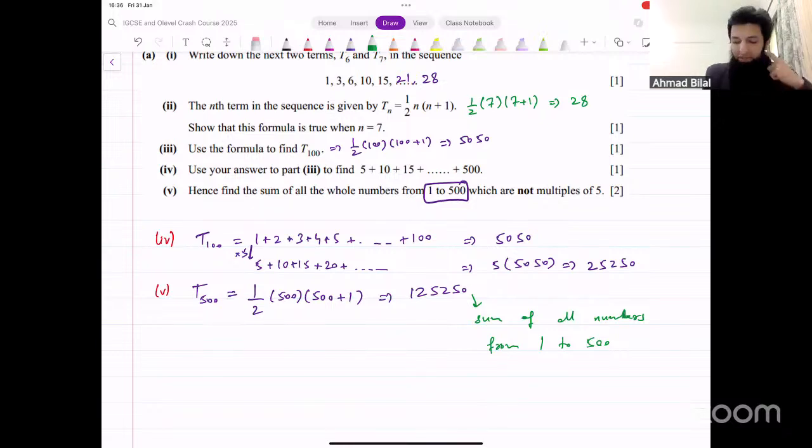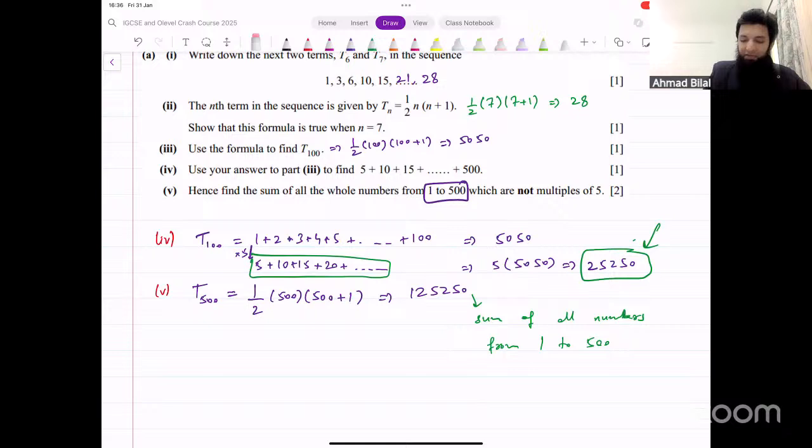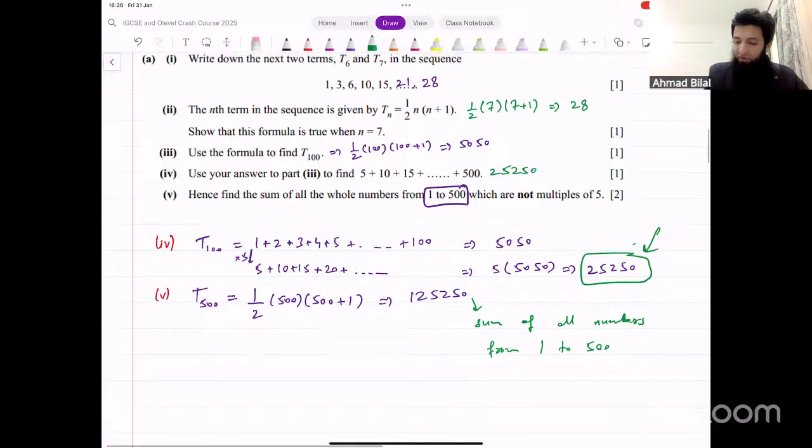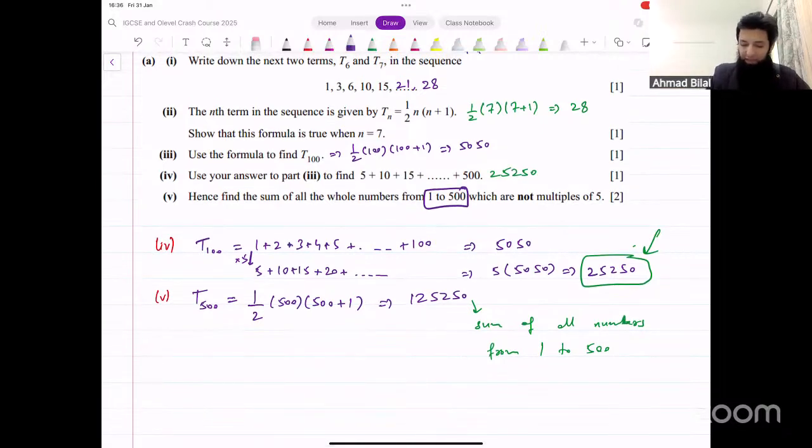We want the sum of numbers that are not multiples of 5. We already know the sum of the multiples of 5 as well. These were the multiples of 5: 5 plus 10 plus 20 and so on. These are all multiples of 5 up to 500. That's what you found in the previous part. That sum was 25250. So if we subtract that sum from the total, 125250, if we subtract 25250 from this, we would get the sum of all numbers that are not multiples of 5.